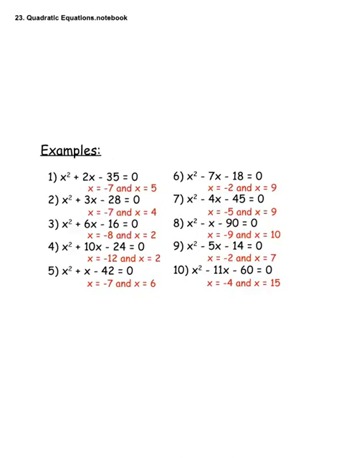For number 6, you should have negative 2 and positive 9. For number 7, you should have negative 5 and positive 9. For number 8, you should have negative 9 and positive 10. For number 9, you should have negative 2 and positive 7. And for number 10, you should have negative 4 and positive 15.